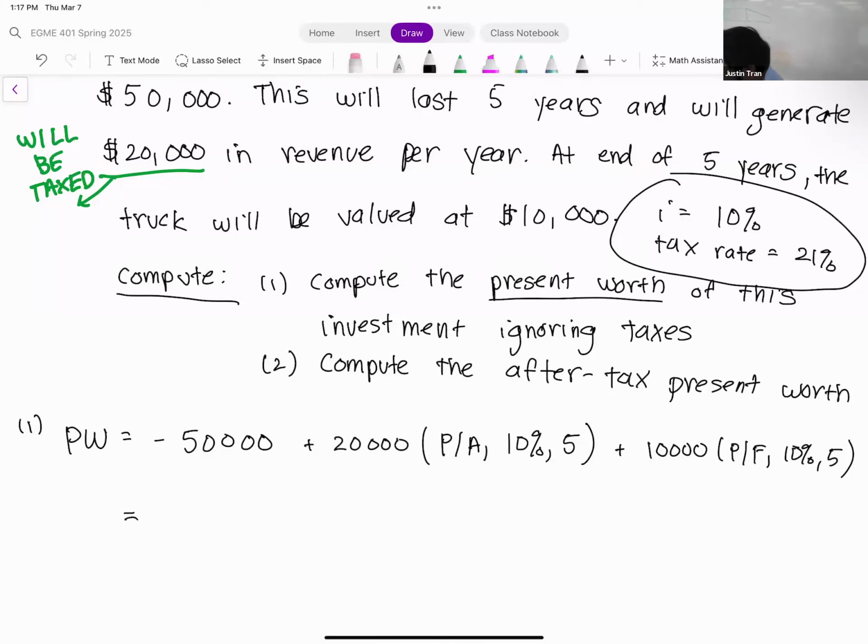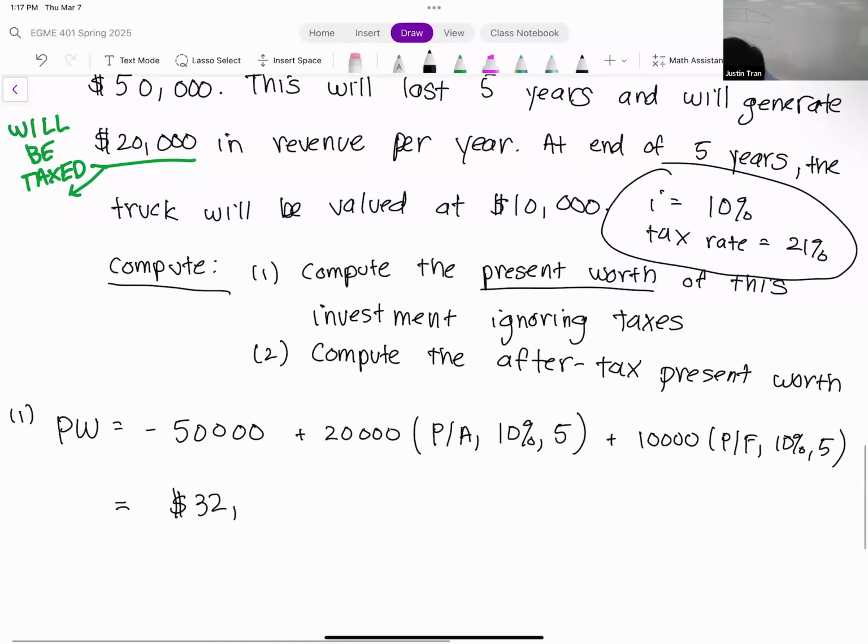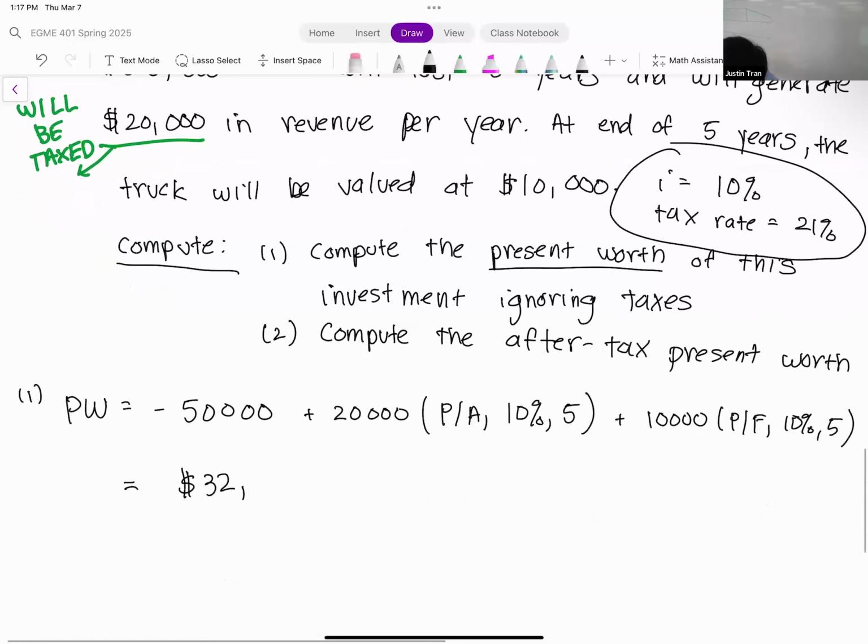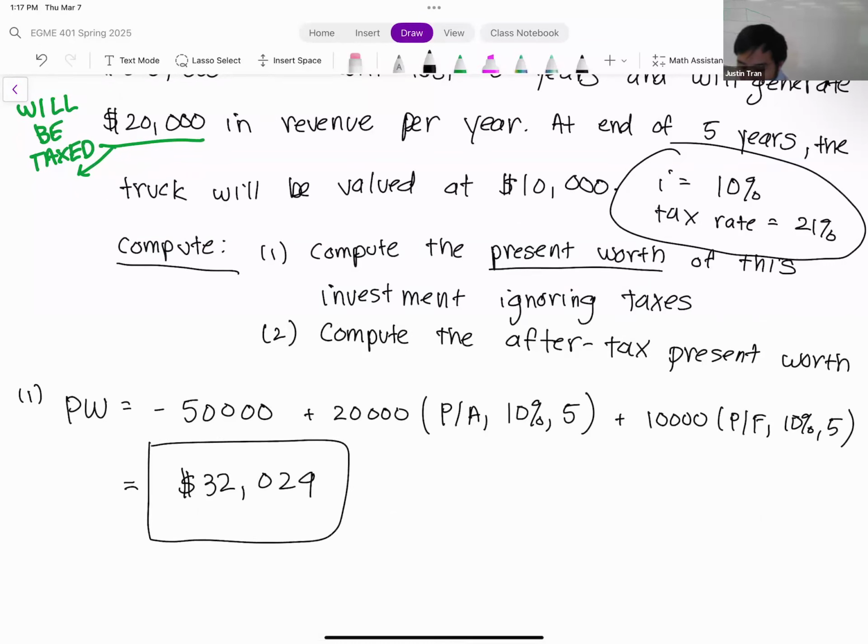All right, so pretty straightforward cash flow conversion here. Everything is in standard form, so we don't need to do any non-standard conversions. We can look up these conversion factors in the compound interest table, or you can do this with formulas. That's perfectly fine too. And so we punch in all the numbers, and we get $32,029.